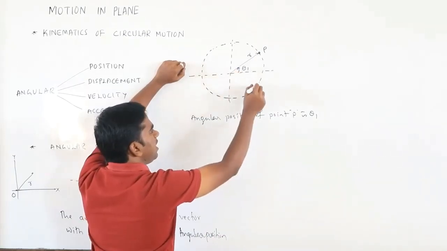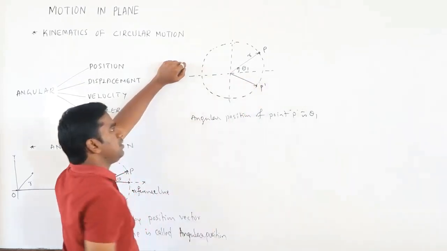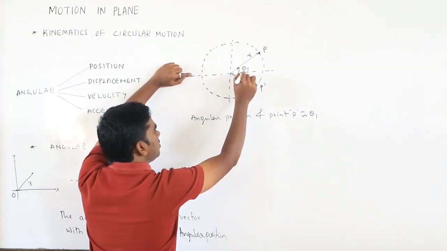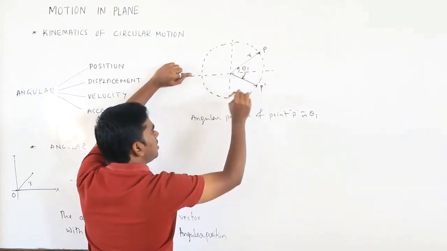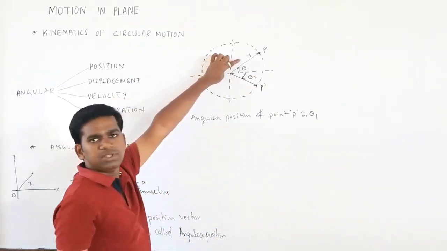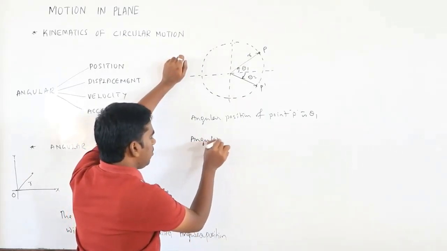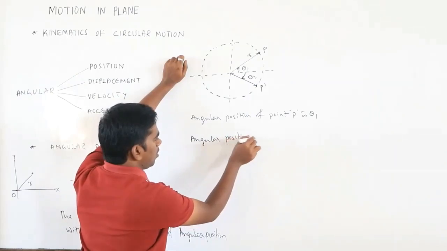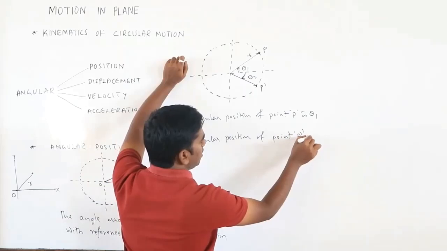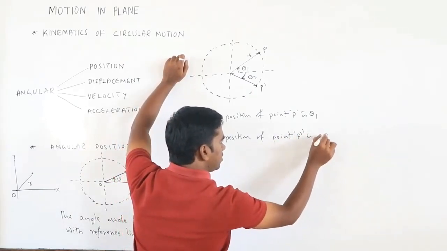So if I take another point P dash over here, this is its position vector. Now how can you measure? You can measure in this direction, the anti-clockwise direction. If this is theta2, then you are measuring theta2 opposite to the theta1 direction. That means the angular position of point P dash is not only theta2, you have to take it as minus theta2.